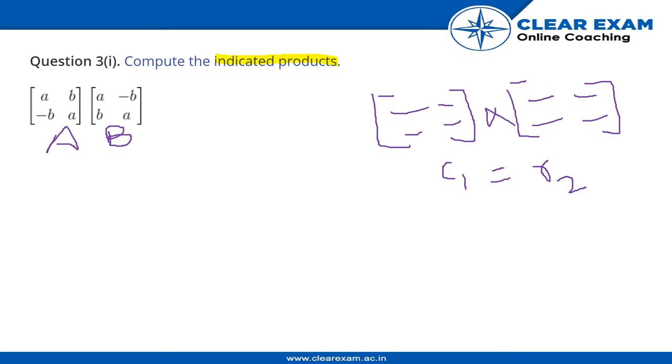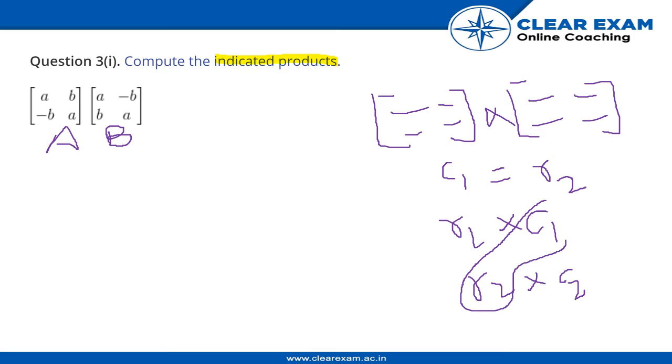That means if the order of the first matrix is R1 into C1 and the order of the second matrix is R2 into C2, then C1 and R2 must be equal. If this does not happen, then the matrix multiplication is not possible. So let us see, if the given condition is satisfied, what's the next step?